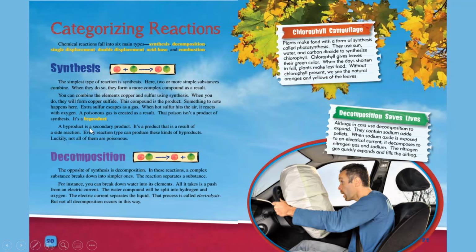A byproduct is a secondary product. It's a product that is a result of a side reaction. Every reaction type can produce these kinds of byproducts. Luckily, not all of them are poisonous.